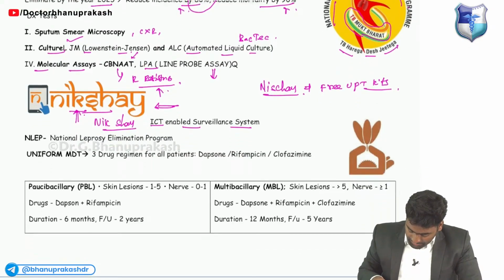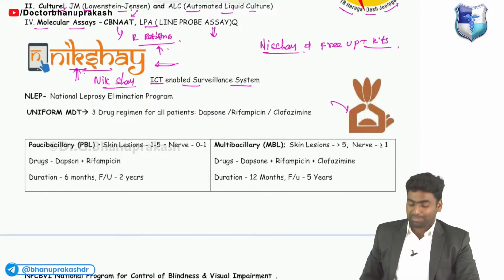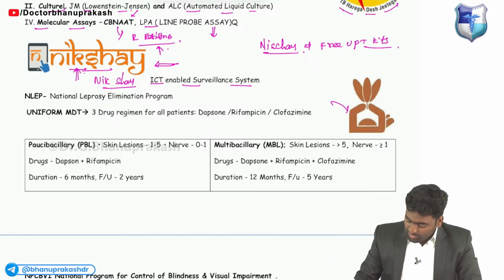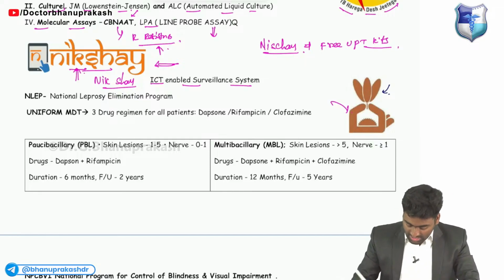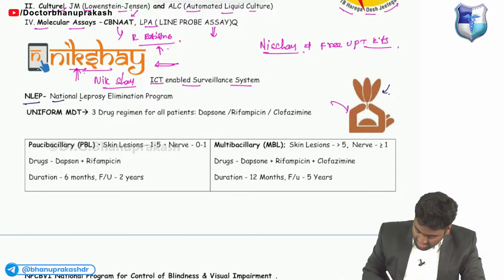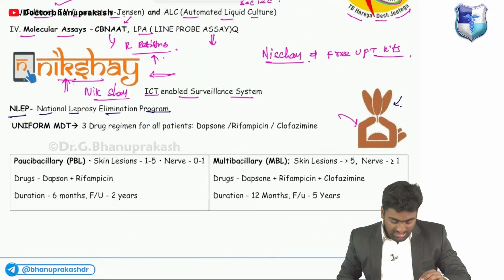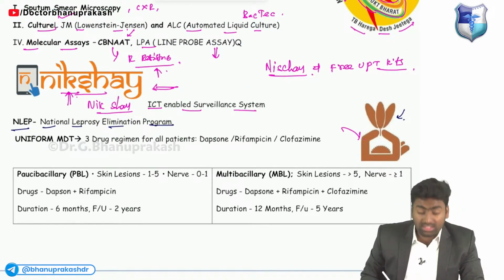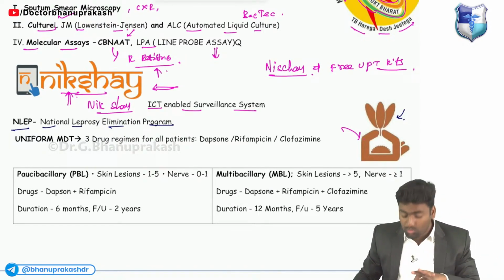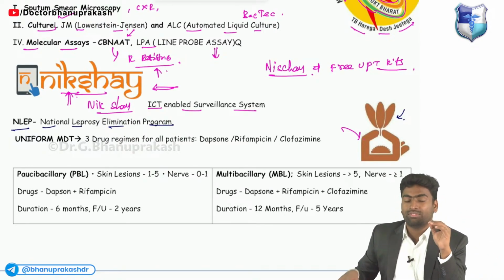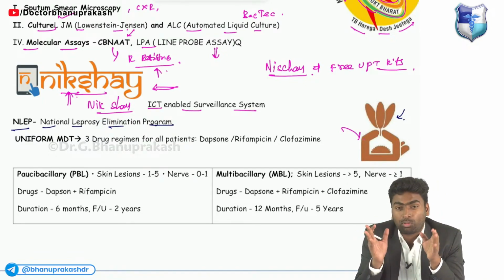Next, this logo was asked in the recent NEET PG examination. This is the lotus and the hand holding it. So it is the leprosy program, the National Leprosy Eradication Program. And don't confuse this NIKSHAY with 99DOTS. We used to use 99DOTS previously, but now if they ask you about the online portal for TB, it is NIKSHAY. You should remember only NIKSHAY.